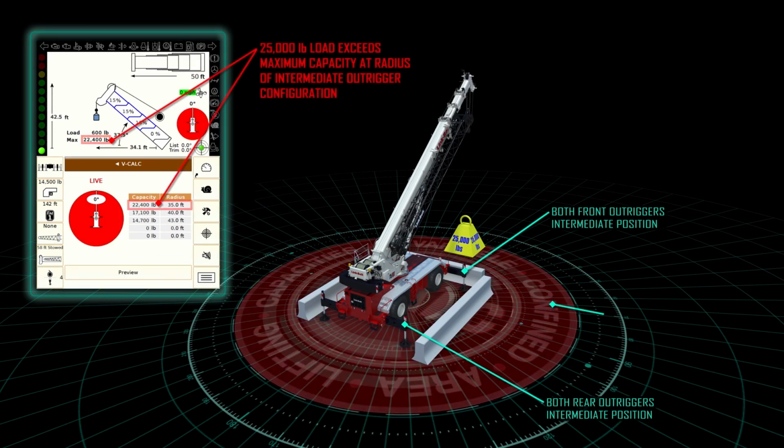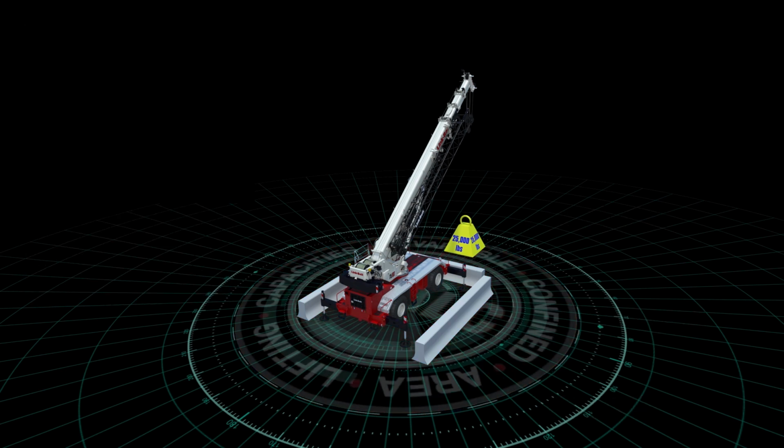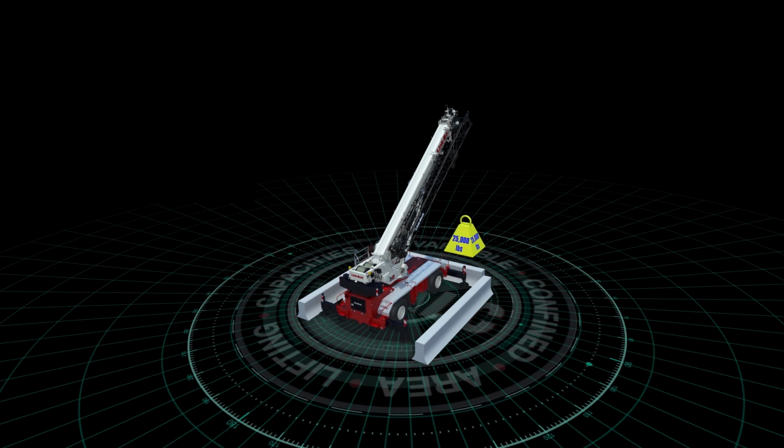After setting the outriggers and scoping the boom out, John realizes that he doesn't have enough capacity to make the lift. However, John knows that Link-Belt's V-CALC outrigger system is the solution that will allow him to visualize the lift plan differently, and he will not need a larger crane.